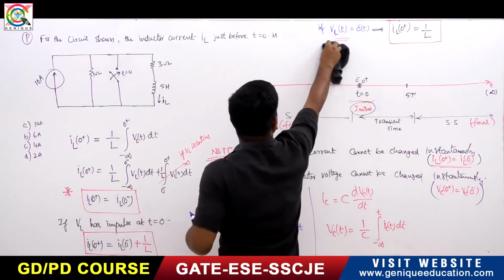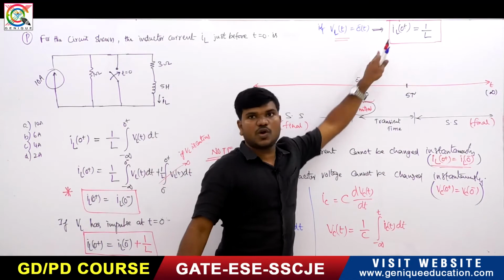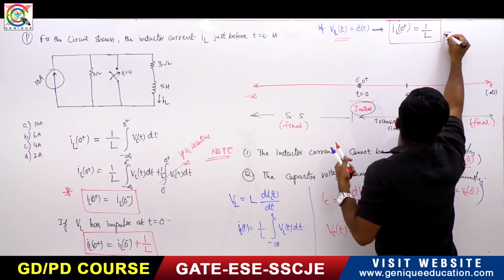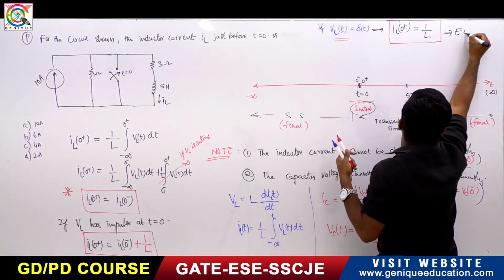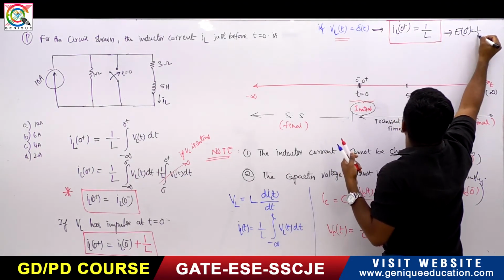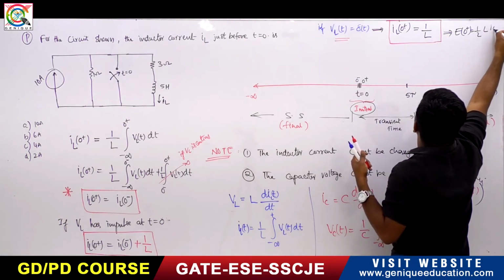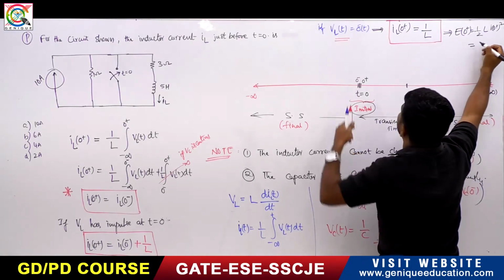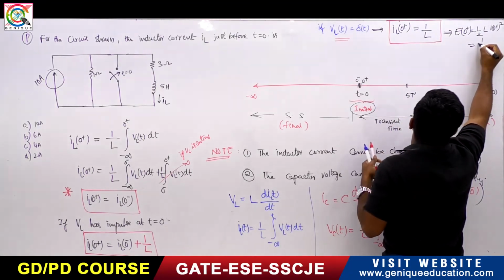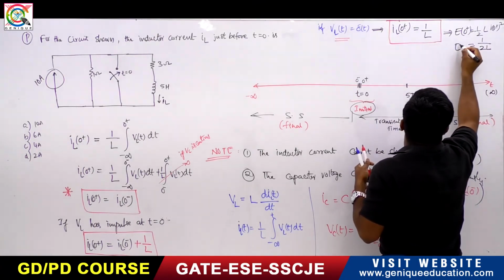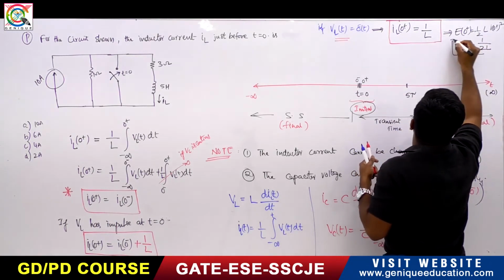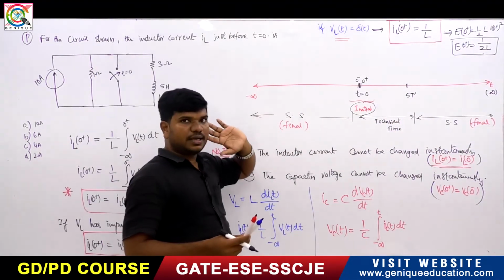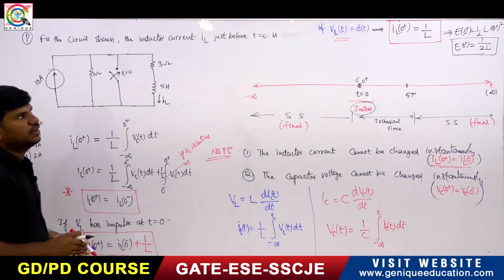Before going to this, what will be the energy stored in the inductor? Energy stored in the inductor E of 0 plus is equal to half L I square, I of 0 plus square. This is the point you have to remember. This will be equal to 1 by 2L. This is for the impulse input. Suppose there is an impulse across the inductor, then this will be the energy stored in the inductor, right?